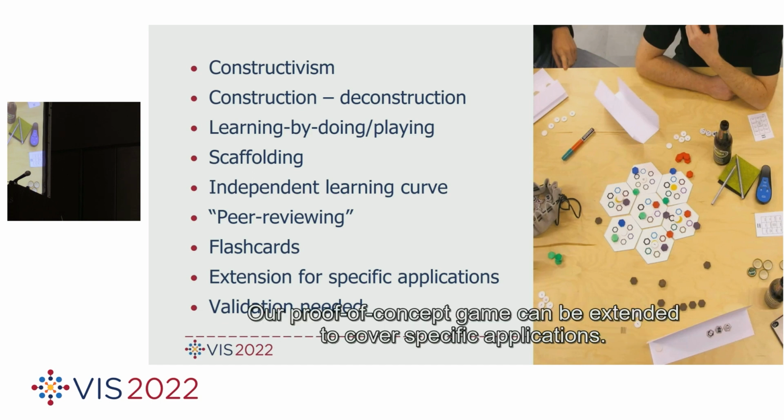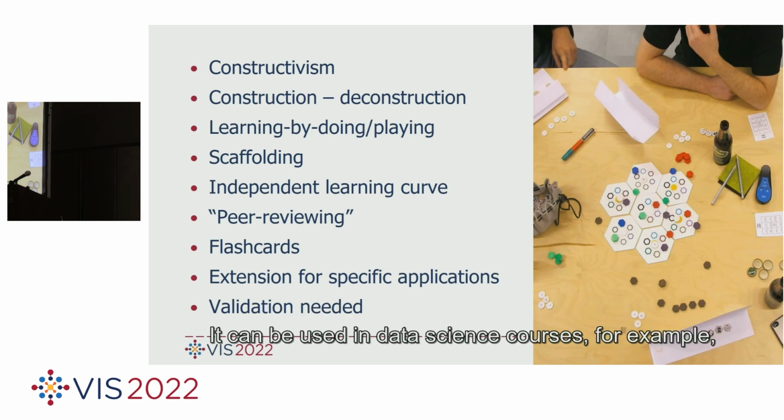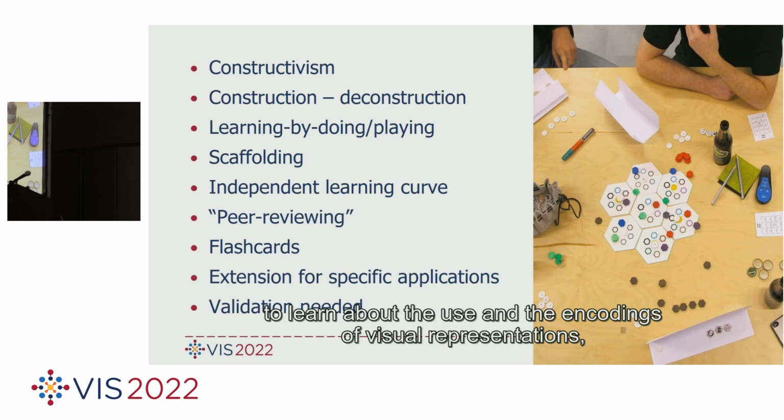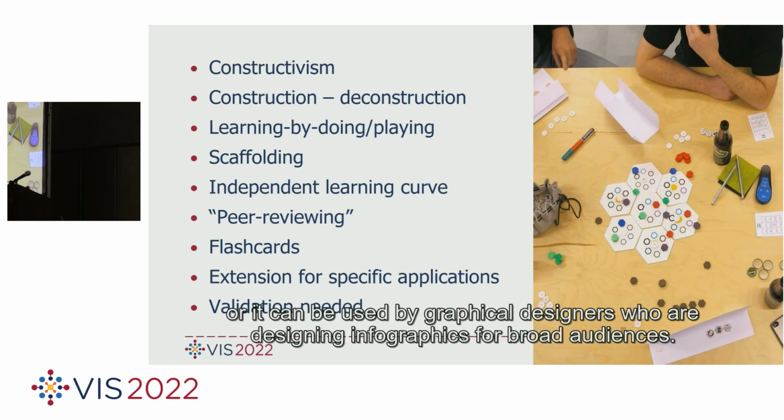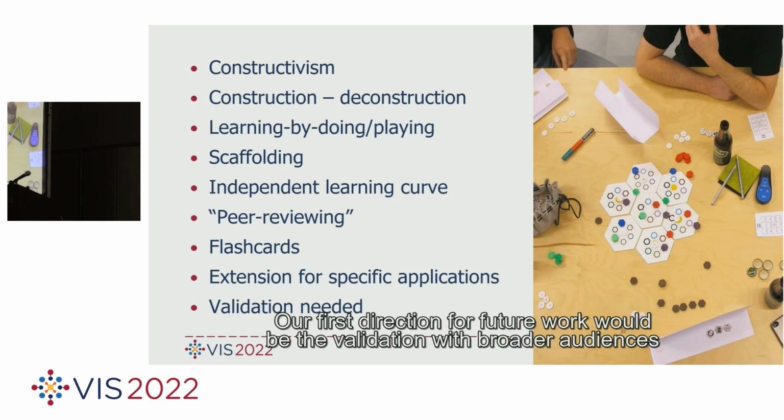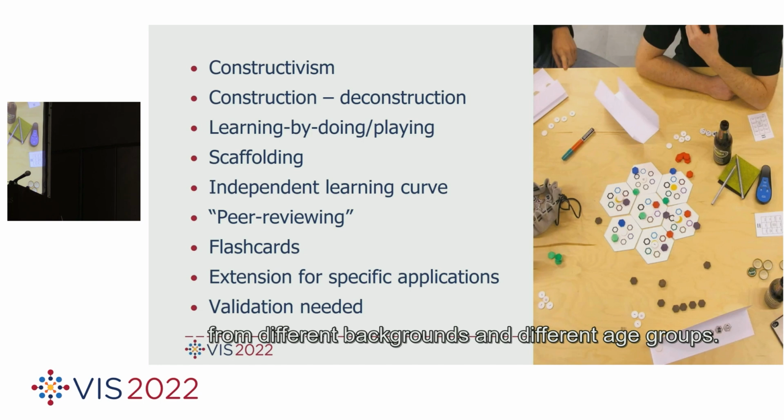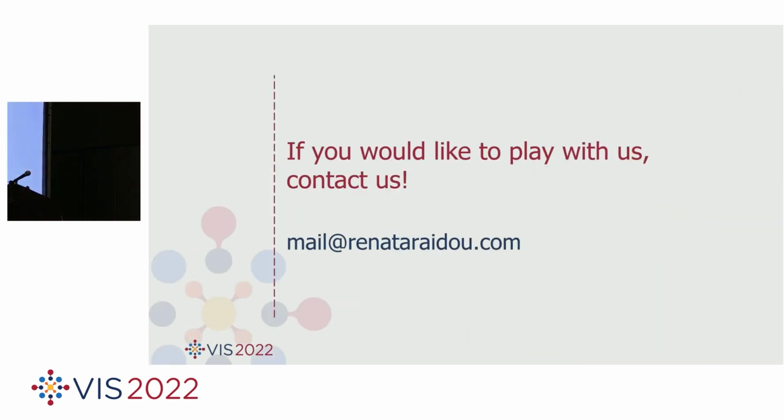Our proof of concept game can be extended to cover specific applications. It can be used in data science courses, for example, to learn about the use and the encodings of visual representations, or it can be used by graphical designers who are designing infographics for broad audiences. Our first direction for future work would be the validation with broader audiences from different backgrounds and different age groups. If you would like to play with us and help us test our game, contact us.